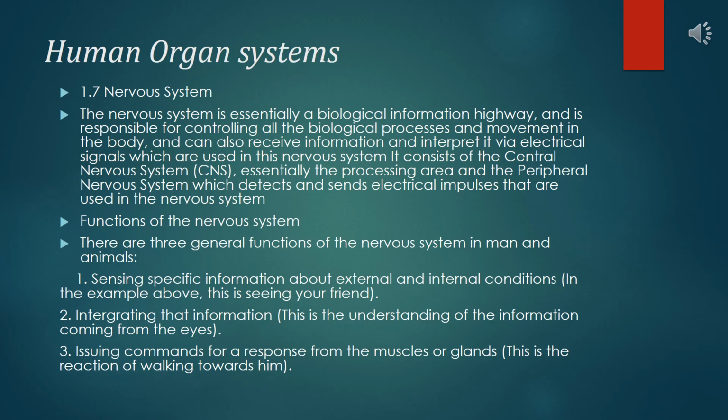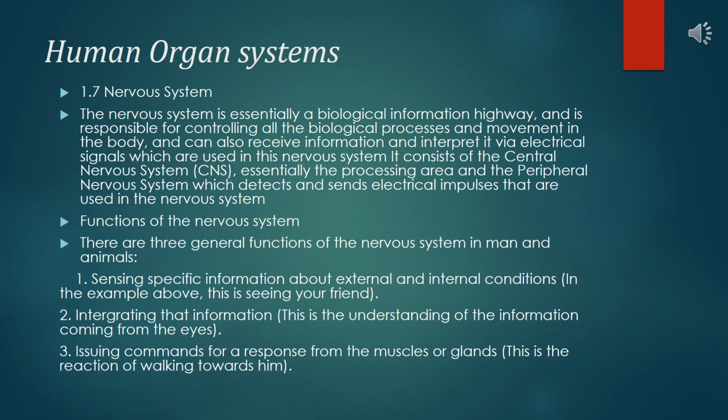1.7 Nervous system. The nervous system is essentially a biological information highway and is responsible for controlling all the biological processes and movement in the body, and can also receive information and interpret it via electrical signals which are used in this nervous system. It consists of the central nervous system, CNS, essentially the processing area, and the peripheral nervous system, which detects and sends electrical impulses that are used in the nervous system.